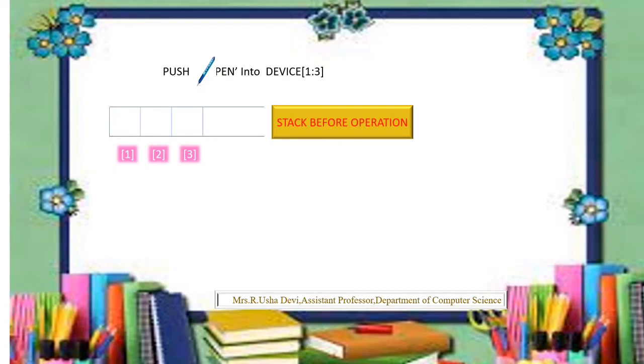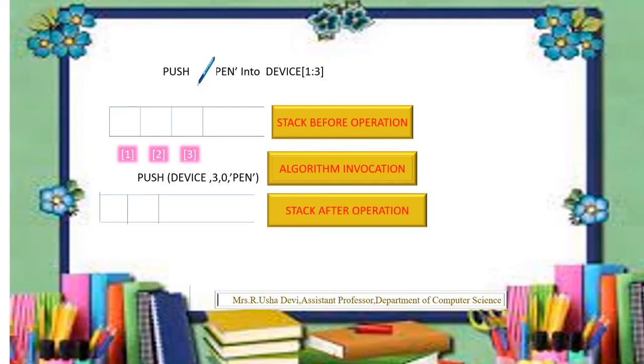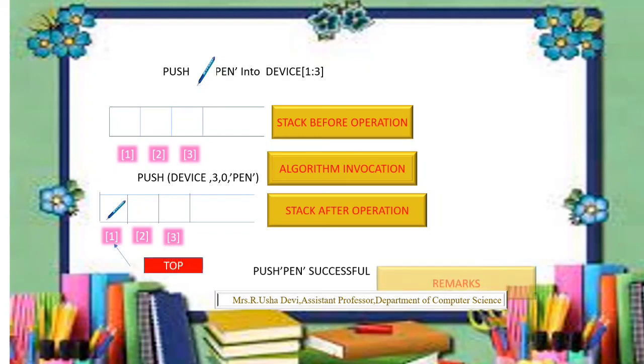First, the stack before the operation will be empty, that is, the array will be empty here. Next, I need to have the algorithm invocation: push device, 3, 0, pen. Next, the stack after the operation. Let us see how it is inserted. Here you will have three different spaces, and pen will be inserted into the first element. Since it is inserted as the first element, it is obviously called the bottom of the stack. Next, push pen successful. This is the remark that we have got for this.